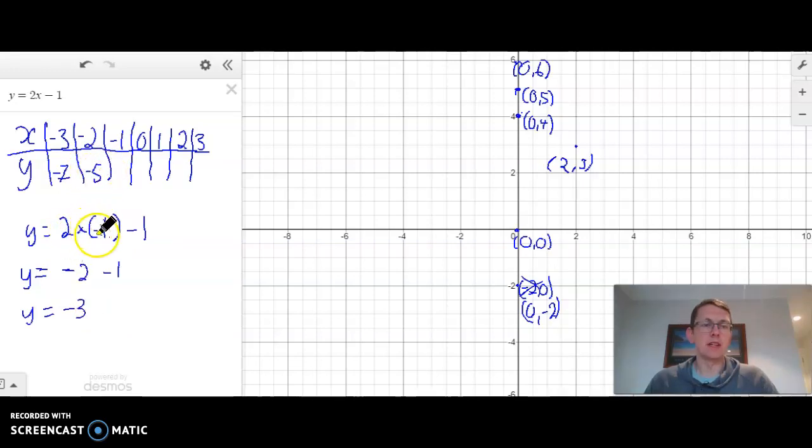2 times -1 is going to give us -2. Minus 1 will give us -3. So we keep on filling in the table of values for that too. Finally, we've come up to our y-intercept value.